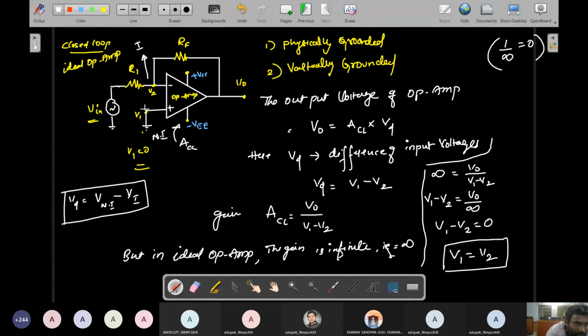this is called the virtual ground concept. That means it is virtually grounded. This is the virtual ground concept. According to the ideal operational amplifier, whatever the potential at the non-inverting terminal, the same potential is at the inverting terminal. That's why these two voltages are almost equal in every ideal operational amplifier. So this is the concept of virtual ground.